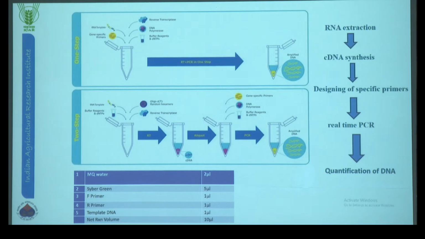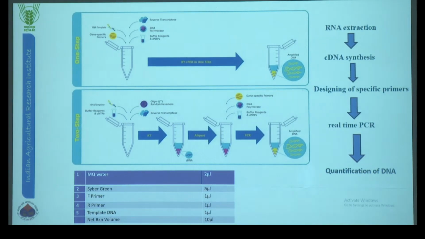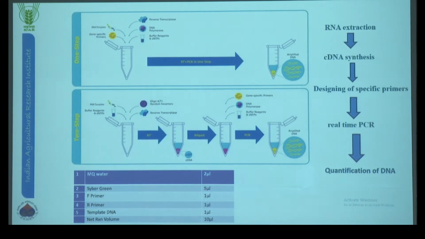What is the basic flow chart of a real time PCR? First, we need to isolate RNA. Then go for cDNA synthesis. Kits are available. Then designing specific primers. Again, software is available, Primer3 software. Design specific primers. Selection of primer is important here: which gene you are targeting. Then go for a PCR reaction and quantification.